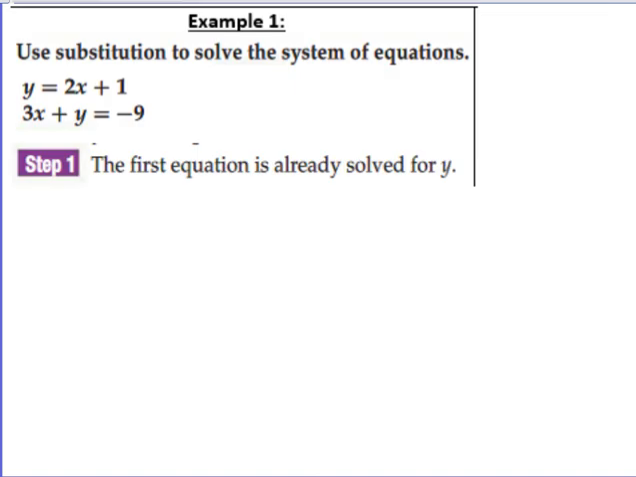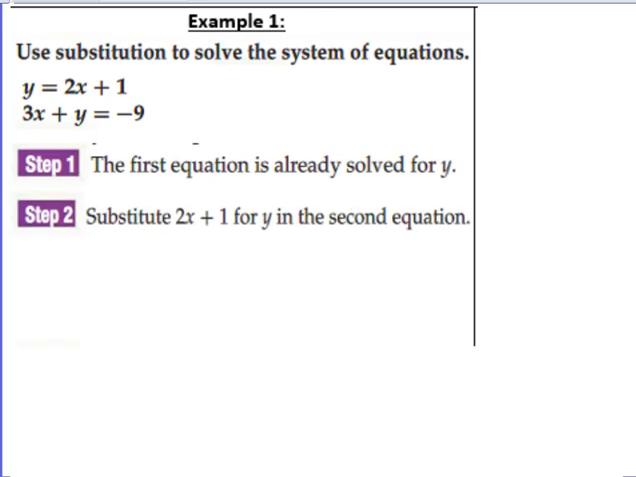So here we have the first example, and our system is right here, y equals 2x plus 1, and then 3x plus y equals negative 9. And like we said before, step 1 was to solve one equation for one variable. Well, that's already done for us. The first equation already has y by itself, so step 1 is actually done for us in this equation, so we're going to move to step 2.